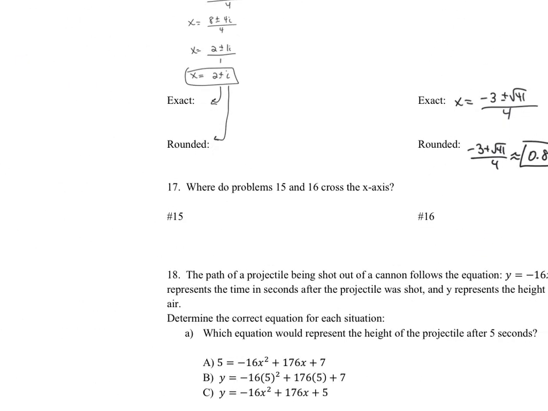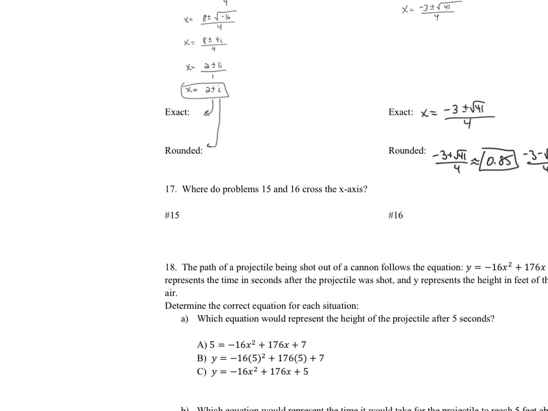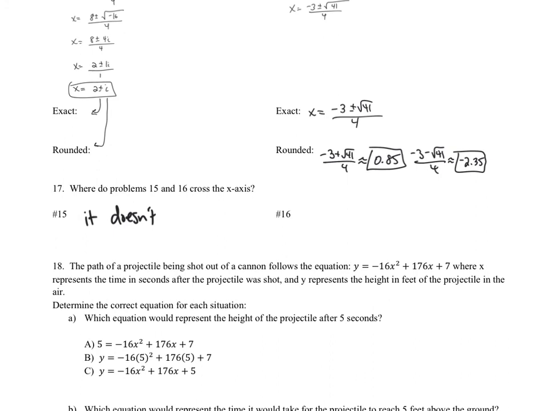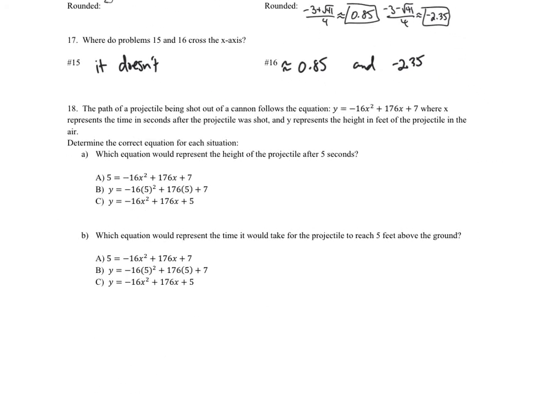All right. Number 17 asks, where do the previous two problems cross the x-axis? Well, on number 15, since we have imaginary answers, it doesn't. So that means that your parabola is going to be either floating above the x-axis or below. Number 16, well, that's what our answers are. So at approximately 0.85 and negative 2.35. Just want to make sure you know that connection, that the answers are where it crosses the x-axis.